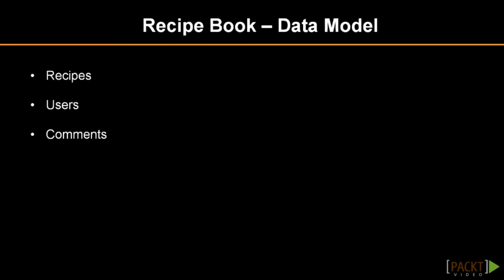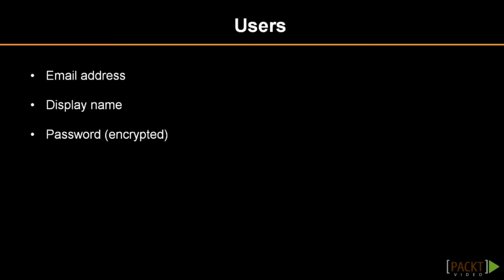The model of data we need to store in our application is very simple. We need to be able to store recipes, users, and comments. Let's start with the user. Almost every web application contains an entity named user. Vaadin developed applications are no exception. Our user should contain the following information: email address, password, display name.